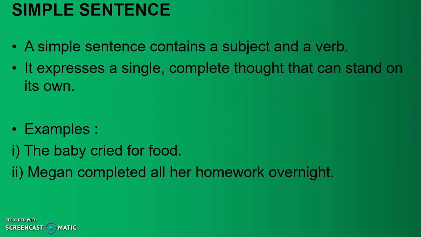A simple sentence contains a subject and a verb. It expresses a single complete thought that can stand on its own. Basically, it's an independent sentence. We look at the first example. The baby cried for food.